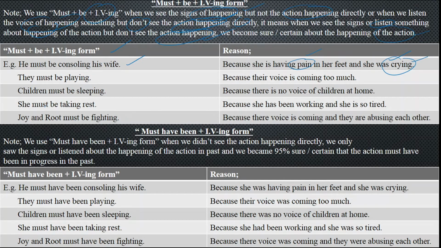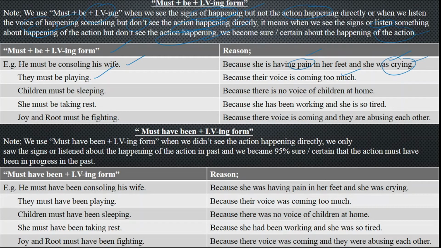They must be playing. Now why are you saying they must be playing? Because their voice is coming too much. Now over there you have not seen the action, because they say just throw the ball, yes, come and play, do something like that. So by this you have got the sign of the happening, but you are not seeing it directly. You are not having just a prediction, you are having certainty about it.